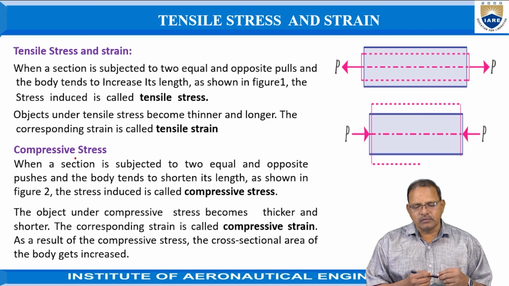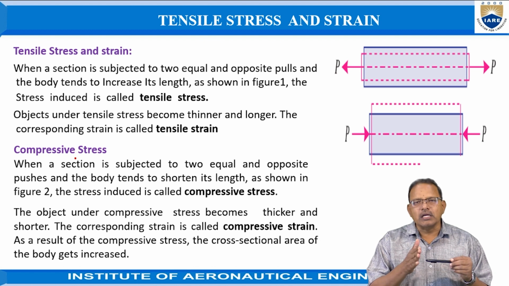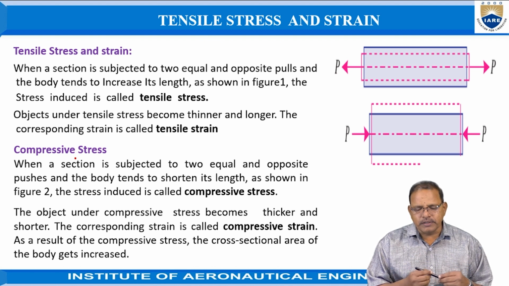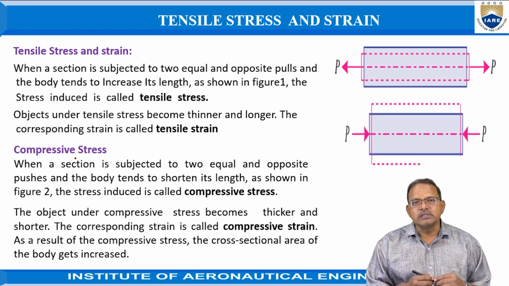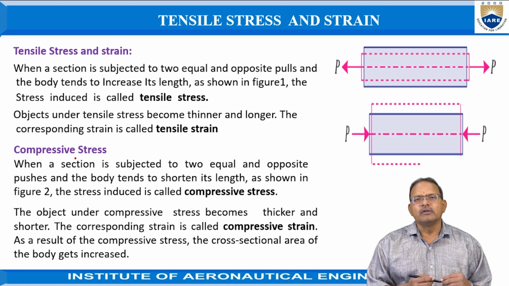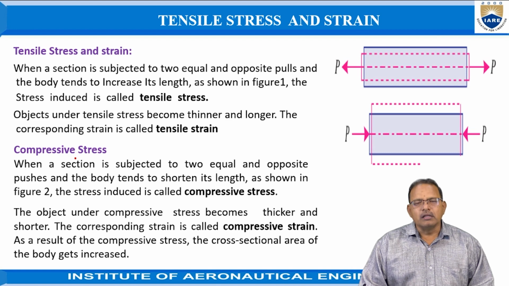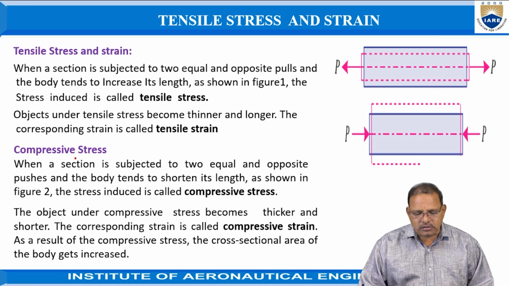The ratio of the applied load to the cross-section area of the object is called stress. Because of this stress, the length of the object increases, so this type of stress is called tensile stress. The change in length to original length of the object is called strain. Since here the object length increases, the corresponding strain is called tensile strain.